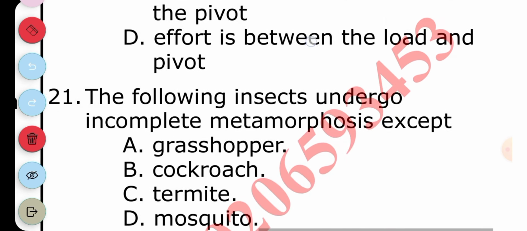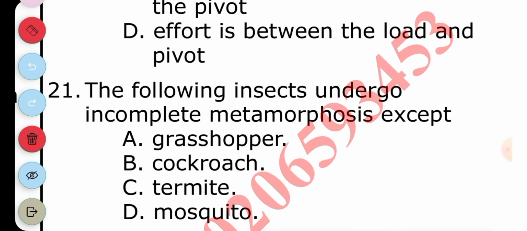Question 21. The following insects undergo incomplete metamorphosis except: A. grasshopper, B. cockroach, C. termite, D. mosquito. So the one that undergoes complete metamorphosis, question 21, is D, the mosquito.